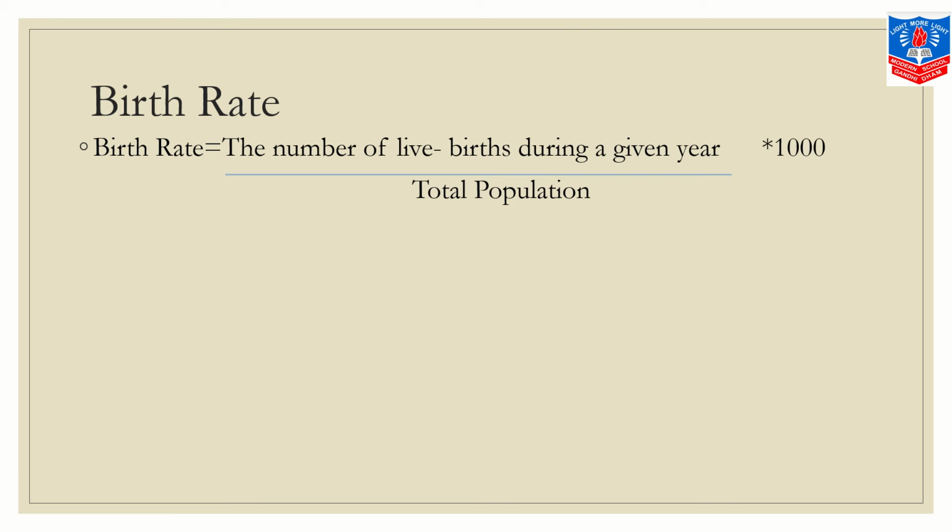Now, what does the birth rate show? The birth rate depicts the number of children born for every 1,000 people during the given year. The formula for birth rate is given on the screen: the number of live births during a given year divided by total population, multiplied by 1,000. Over here, birth rate is never depicted in percentage, but for every 1,000 people how much addition is taking place is shown.